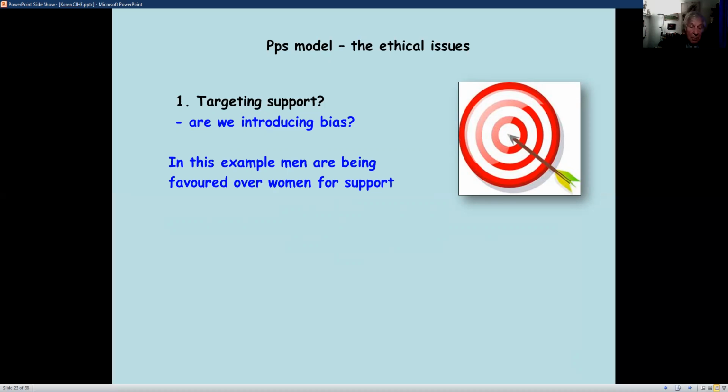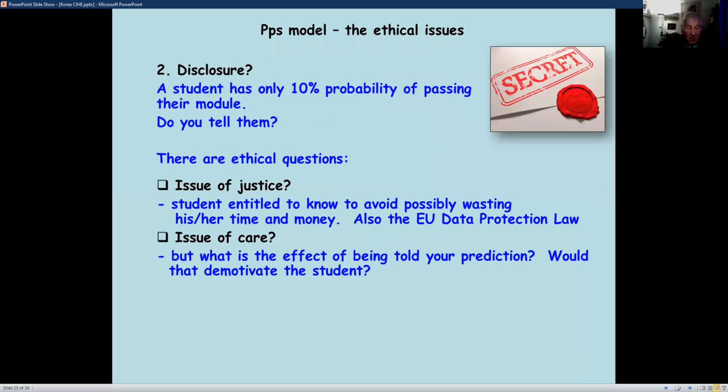My second example is about disclosure. Say you have a student who has a very low prediction, say a predicted 10% probability of passing their module. Do you tell them? There are two ethical questions. The issue of justice is quite clear. A student should be entitled to know to avoid the possibility of wasting their time and money. And also the EU data protection law says that they should be told.